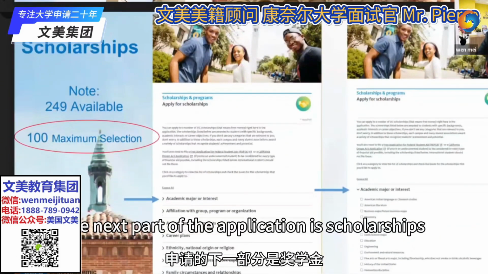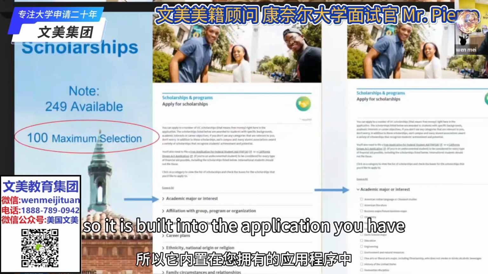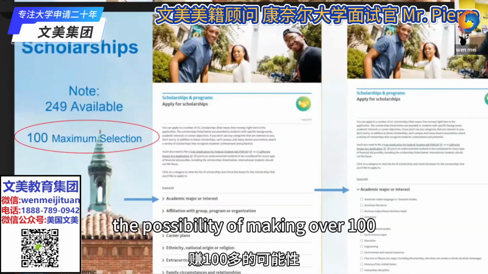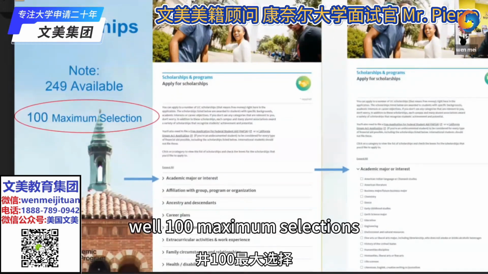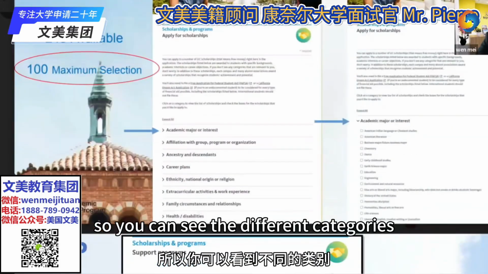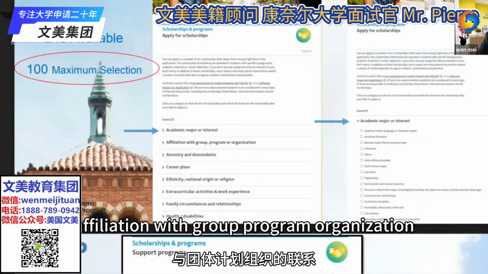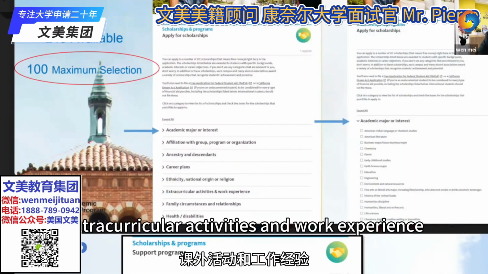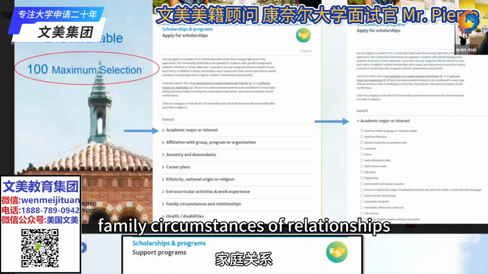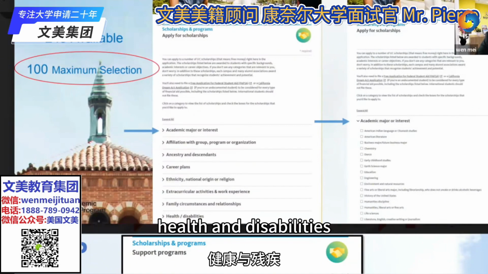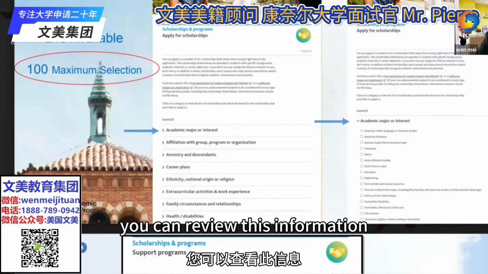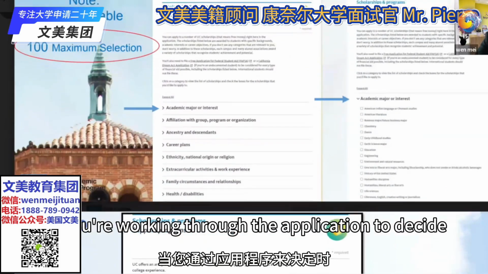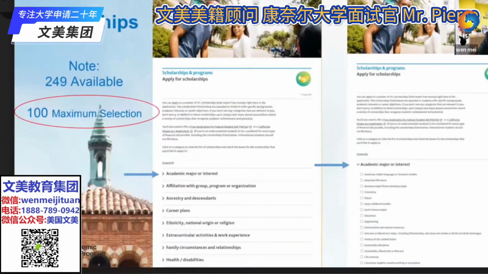The next part of the application is scholarships, so it is built into the application. You have the possibility of making over 100 maximum selections. So you can see the different categories for scholarships here: academic major and interest, affiliation with group, program, organization, ancestry and descendants, career plans, ethnicity, national origin or religion, extracurricular activities and work experience, family circumstances and relationships, health and disabilities. And you have some more examples here. You can read this information as you're working through the application to decide which categories and which selections would be best for you.